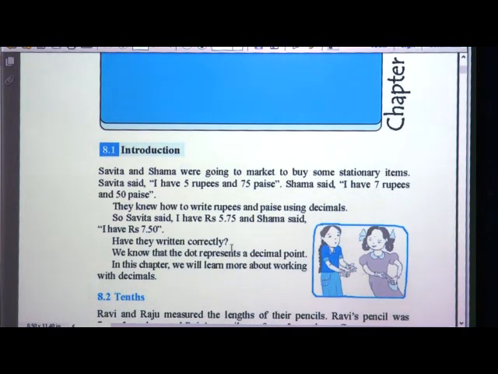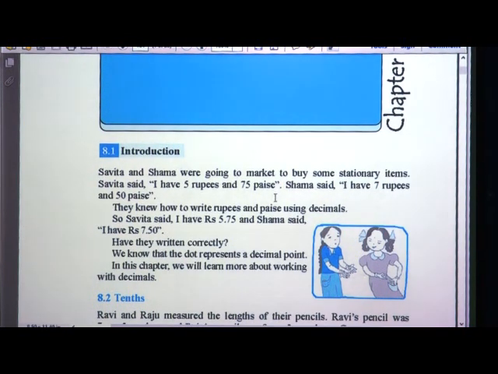So let us see how they have written 5 rupees and 75 paise using the decimal point, and 7 rupees and 50 paise using the decimal point. So see here, Savita said 5 rupees and 75 paise, so she has 5.75, and Shama said she has 7.50, it means 7 rupees and 50 paise. While reading we read it as 7 rupees 50 paise, but while writing we write it as rupees 7.50. After the decimal point it is the paise.